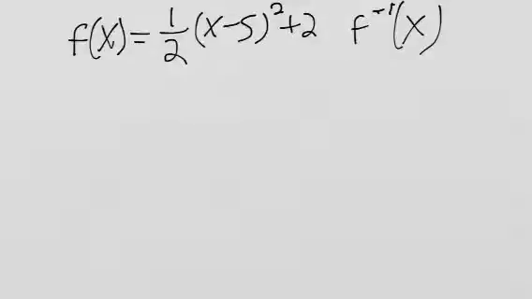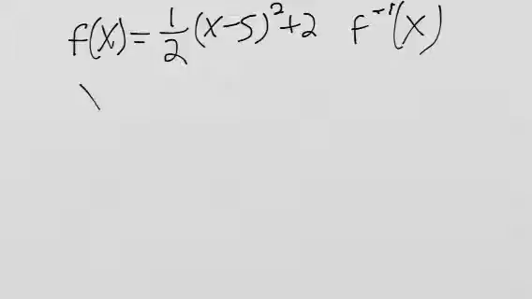Okay, the main idea with finding inverses, and that's what this f negative 1 thing means, you should know that it means the inverse. The whole thing is we're trying to undo everything that's been done to x. First, 5 got subtracted from x, and then we squared that whole thing, and then we multiplied by 1/2, and then we added 2.